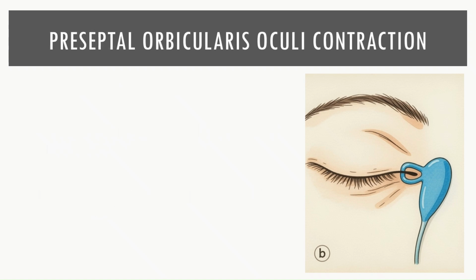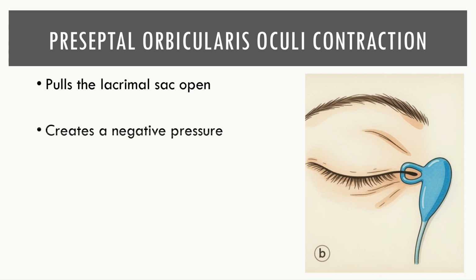Contraction of the preseptal orbicularis, which inserts into the lacrimal sac, pulls the lacrimal sac open, creates a negative pressure and draws the tears into the sac.